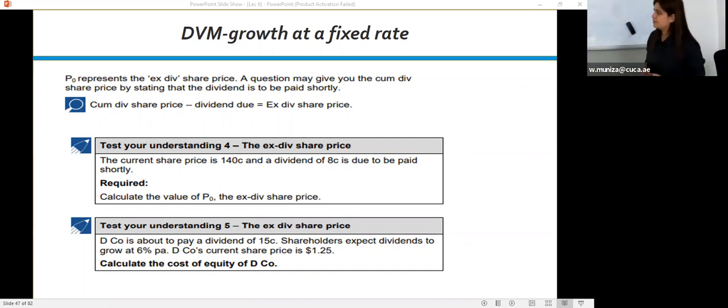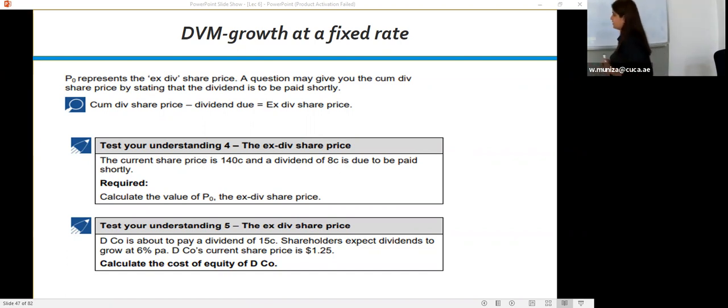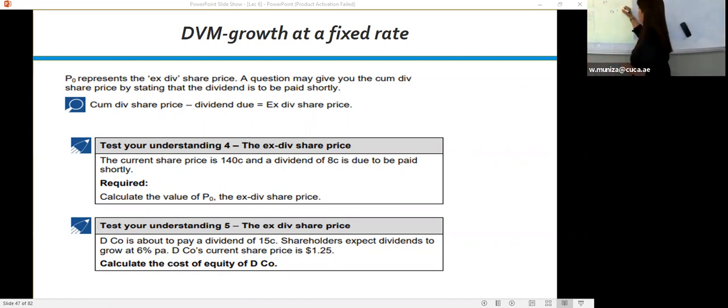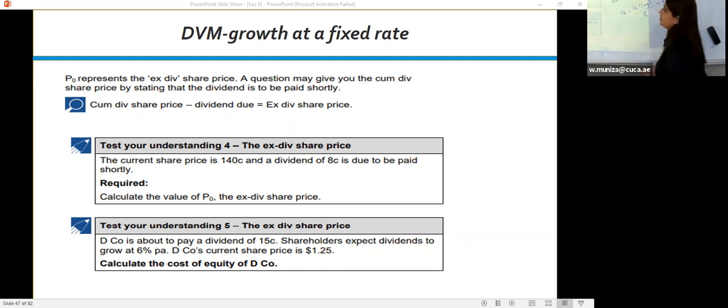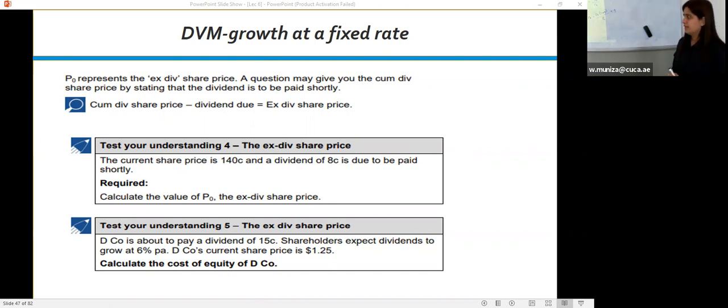Then question number 5, students: calculate the cost of equity for D company. Now you are required to calculate the cost of equity. What is the formula for cost of equity, students, with growth? DO(1 plus G) divided by PO plus G. Now, D company is about to pay a dividend of 15 cents. This is a dividend which they are about to pay. Shareholders expect dividend to grow at 6% per annum. D company's current share price is $1.25. Calculate the cost of equity. Students, can you do this question? Do it then.